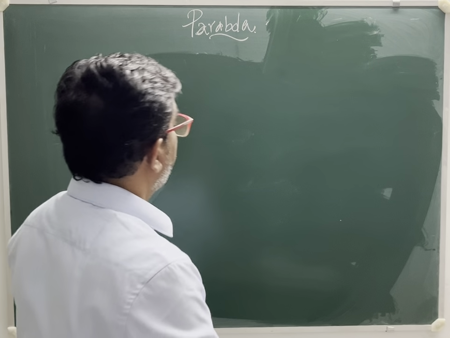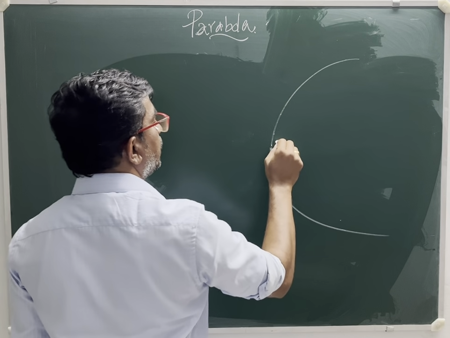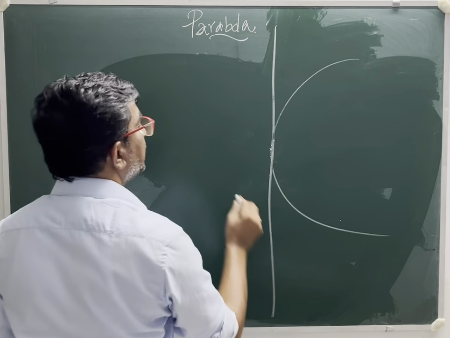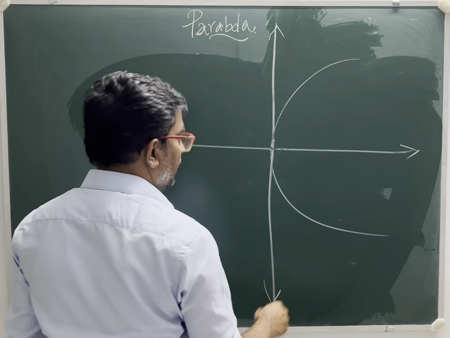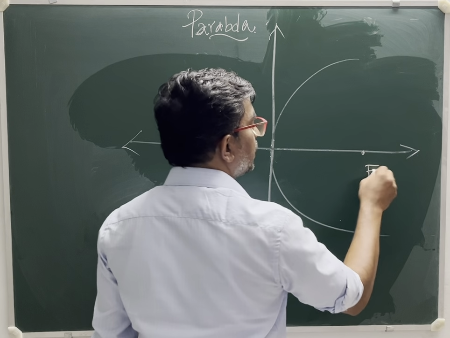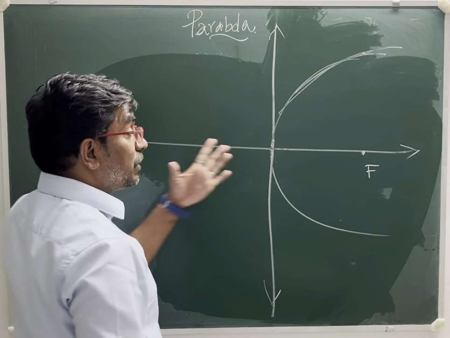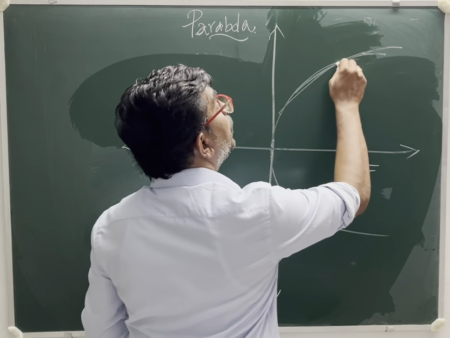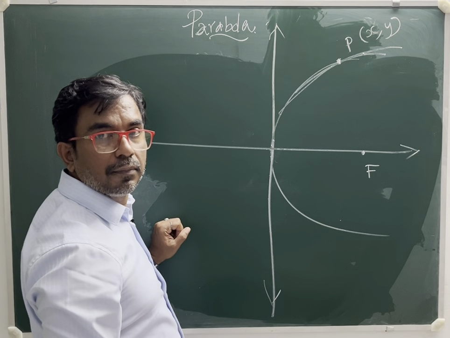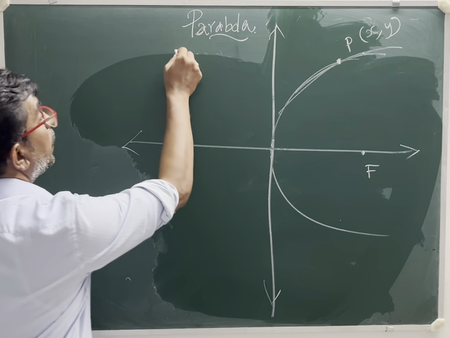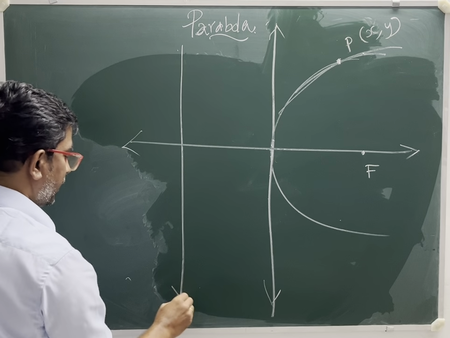Once again, look here. A parabola. This is the vertex. Here you have the y-axis. Here you have the x-axis. This is the x-axis and y-axis. This point is suppose the focus. Now to make the equation of the parabola, let me choose any point of the parabola. Let me choose this point P. Let me name it x comma y. Okay, I didn't draw the directrix. Directrix is this distance. I will draw the directrix here. This is the directrix.